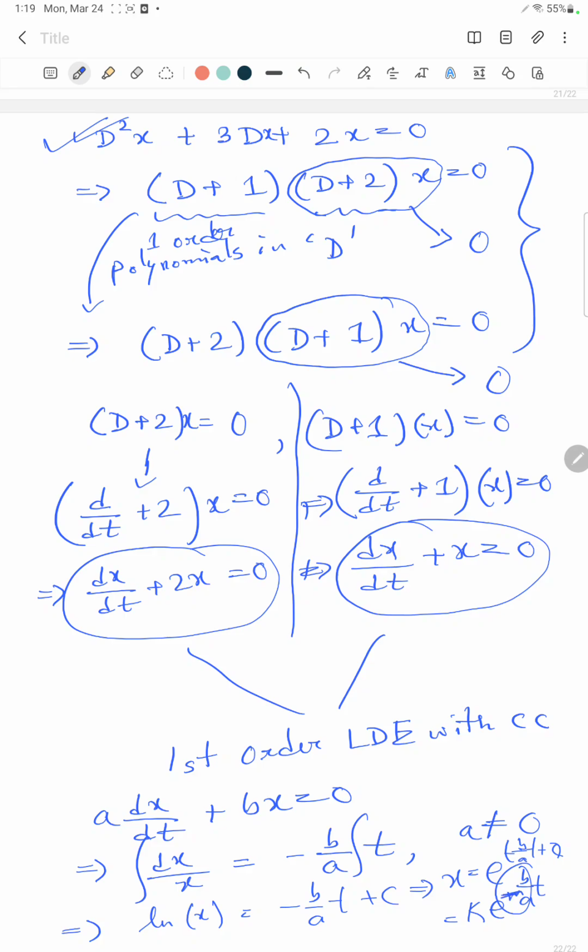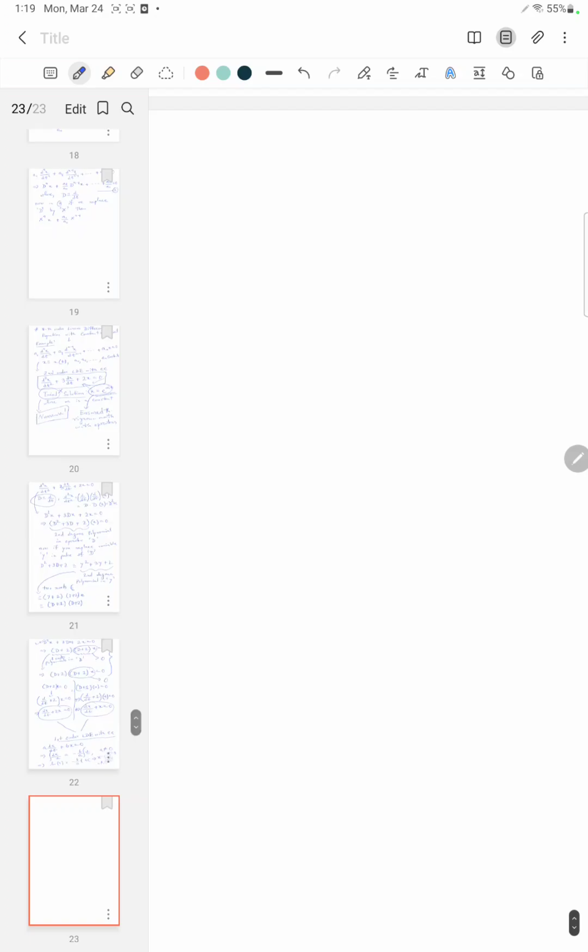So the crux of the thing is, if you solve this first order linear differential equation with constant coefficients, which is very easy to solve, you will end up getting a solution of the form x equal to k into e to the power mt, where k and m are constants.